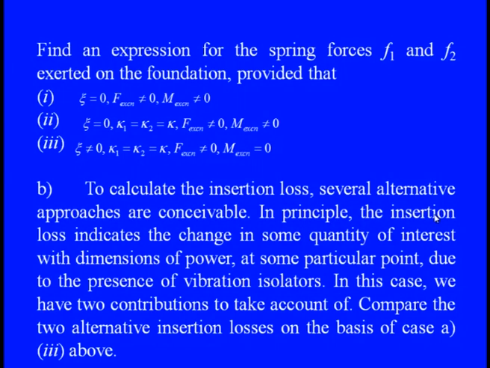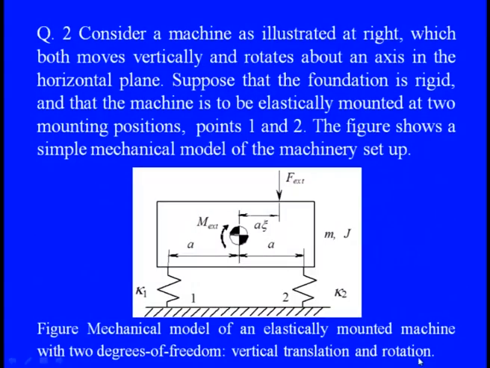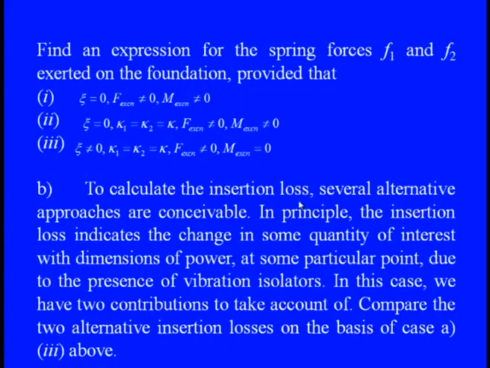Now the question is, we need to find the expression for the spring forces F1 and F2 at these two locations of the springs. Here F1 is the restoring force and F2 is the restoring force at these two locations, 1 and 2. We need to find these F1 and F2 which are exerted from the foundation on the foundation, if the first condition is zeta is 0, and F excitation and M excitation are not equal to 0. That means the excitations are acting there, and zeta is 0.